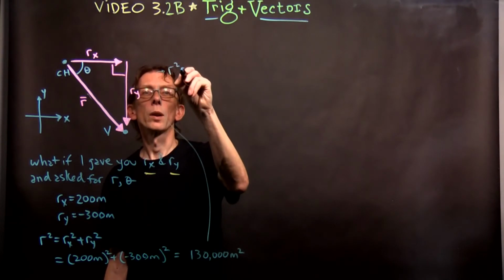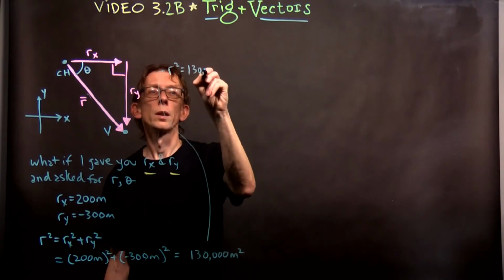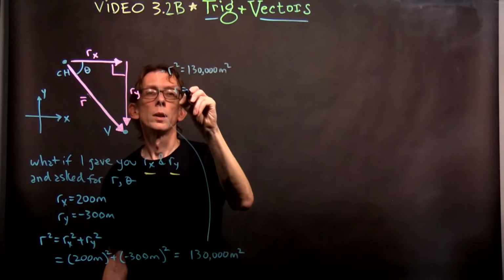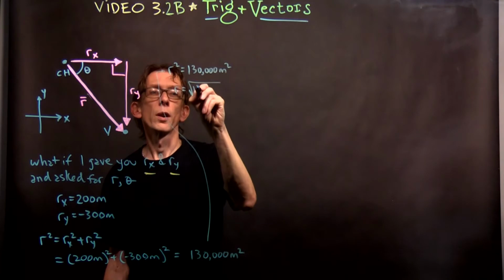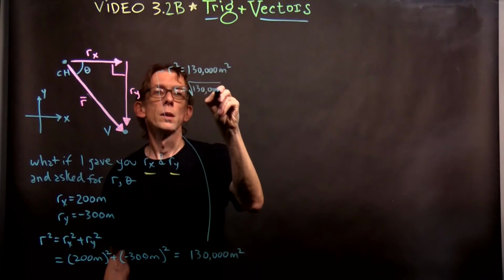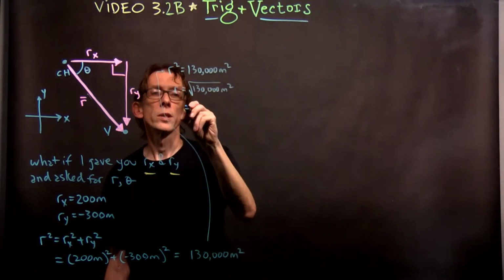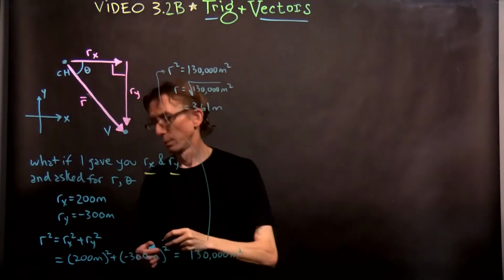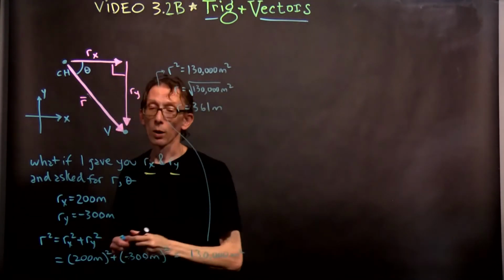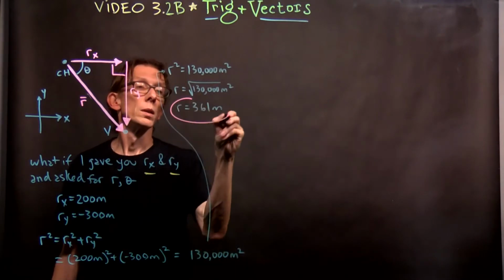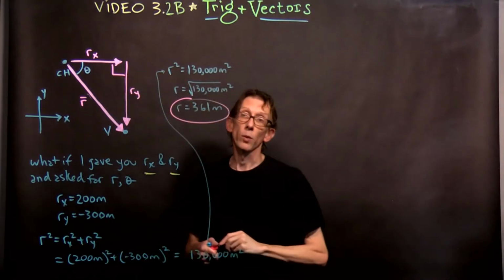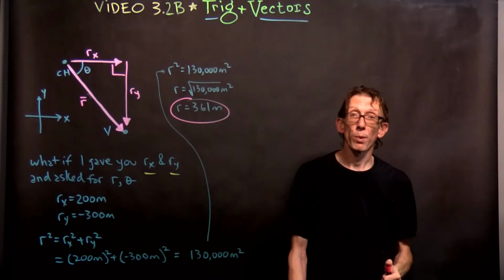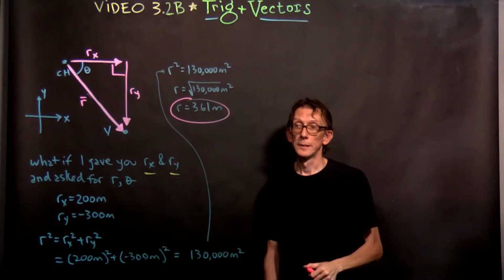R squared is 130,000 meters squared. So R is the square root of 130,000 meters squared, which is in fact 361 meters. So R is 361 meters, as advertised at the very beginning when I first brought this example up. Okay?